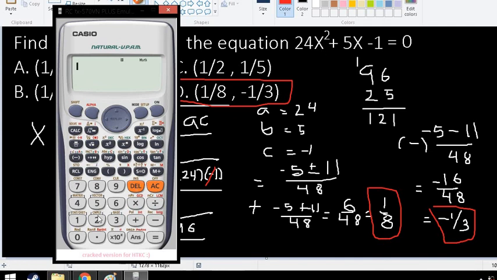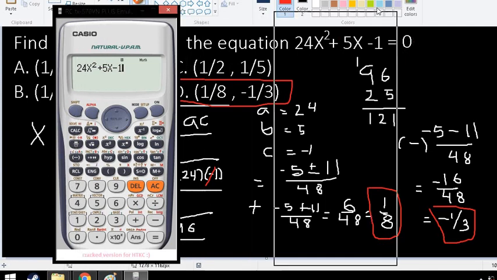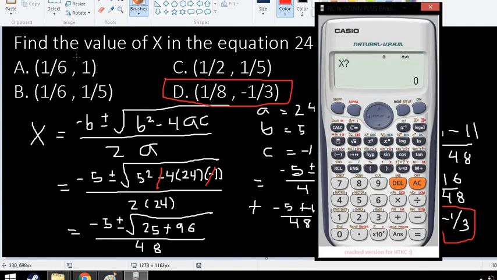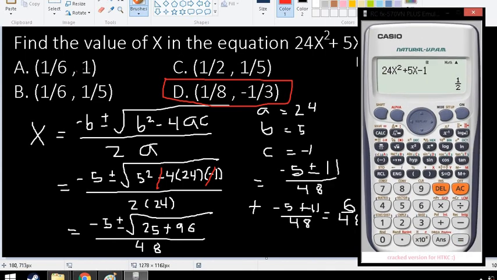Input the given 24x squared plus 5x minus 1. The equation states that it equals 0, so if we input the answers in the choices, it should be equal to 0. The answer should be 0. So let's try A, which has 1/6. We get 1/2, which is not equal to 0, so A is not the answer.